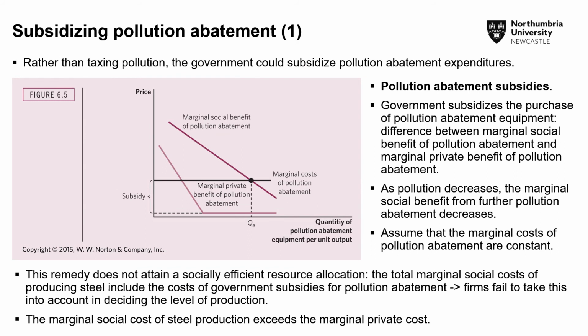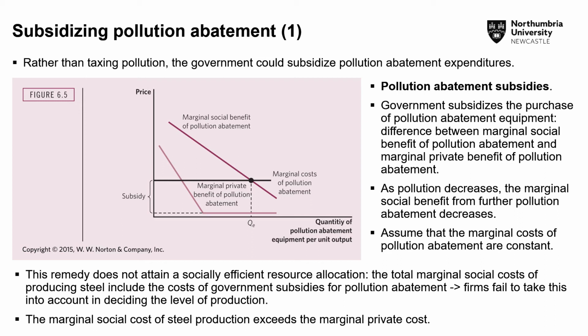What we can also do is not just fine and tax the producers of pollution to get them to cut back on pollution. We can also use subsidies, and we can subsidize pollution abatement expenditures. In other words, we can give firms money to fund the purchase of pollution abatement equipment.